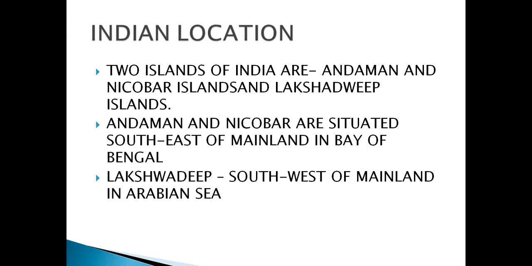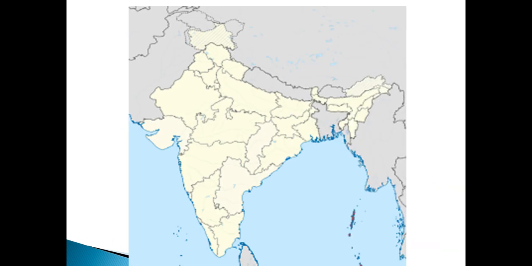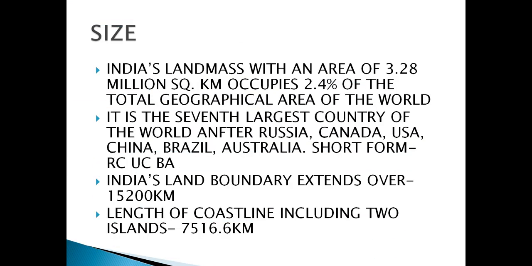Then, two islands of India are the Andaman and Nicobar group of islands and the Lakshadweep group of islands. We can see that the Andaman and Nicobar group of islands are situated southeast of the mainland in the Bay of Bengal, whereas Lakshadweep are situated southwest of the mainland in the Arabian Sea.